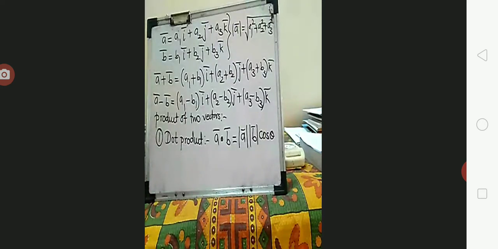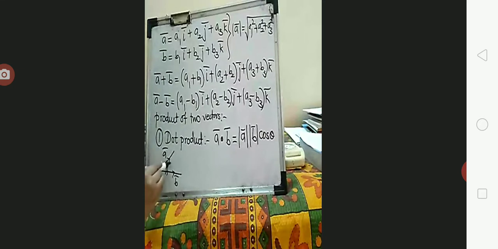And theta is nothing but the angle between these two vectors. So if this is my a bar and this vector is your b bar, then this angle is your theta. Correct? The angle between these two is going to be theta. So that is the definition for these two vectors.